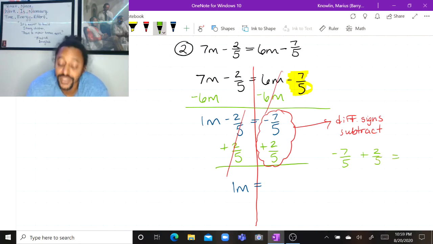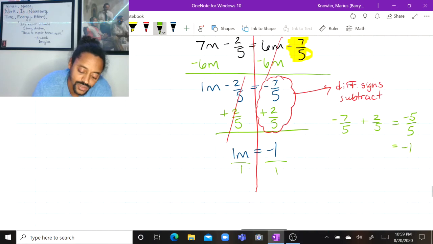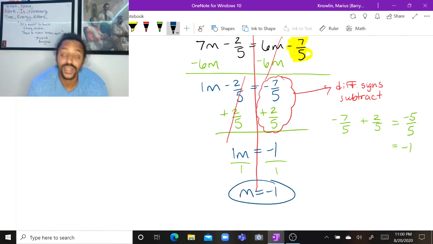7 minus 2 is 5, and the bigger number is negative, okay? Because the 7 is bigger than the 2, it's negative. So that's going to be negative 5 over 5, which when we simplify that just equals negative 1, okay? So that negative 1 goes right here. And then our final step, obviously, is to divide both sides by positive 1, which leaves us with m is equal to negative 1, okay? And that's number 2.